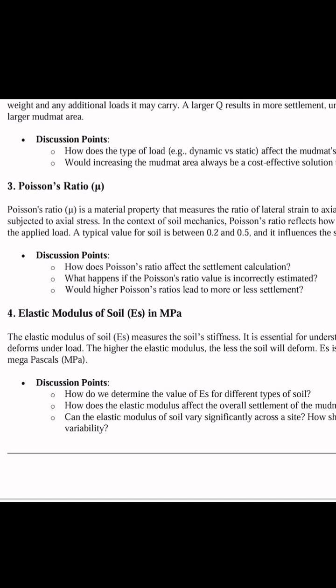How does the Poisson ratio affect the settlement calculation? So we have to understand how the Poisson ratio affects the Mudmat settlement calculation. What happens if the Poisson ratio value is incorrectly estimated? Would a higher Poisson ratio lead to more or less settlement? These things we can discuss.